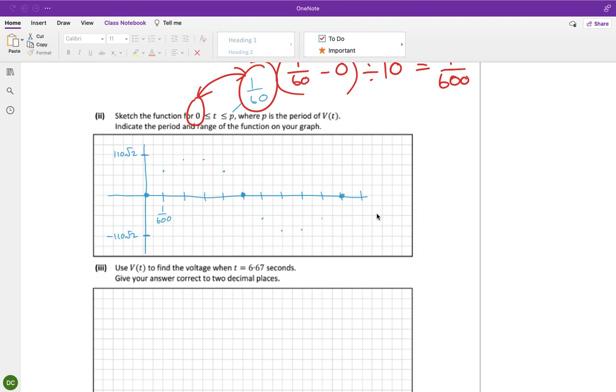So this is what it looks like, sorry, that's terrible, but this is what we would expect. It should look like a sine graph. So this is 1 over 60, so I've made the period clear, and I've made the range clear because I've got 110 root 2.